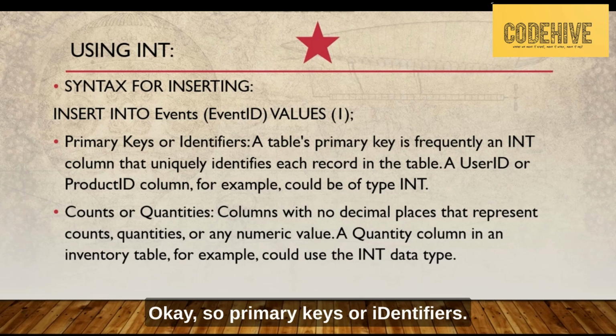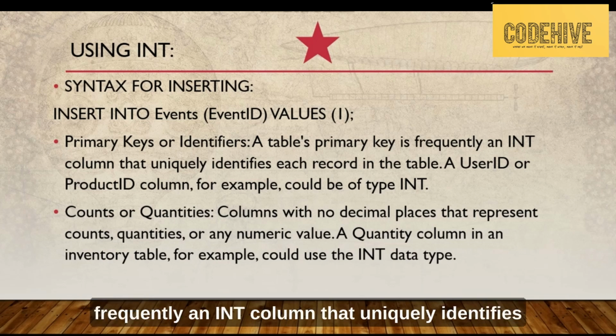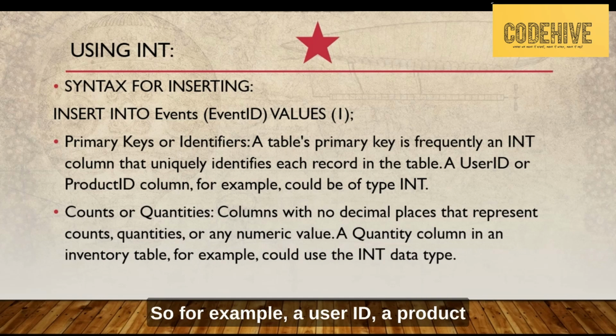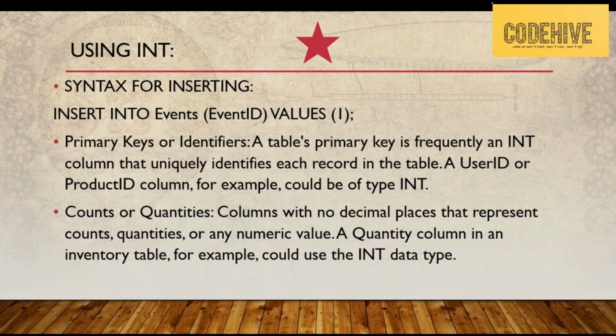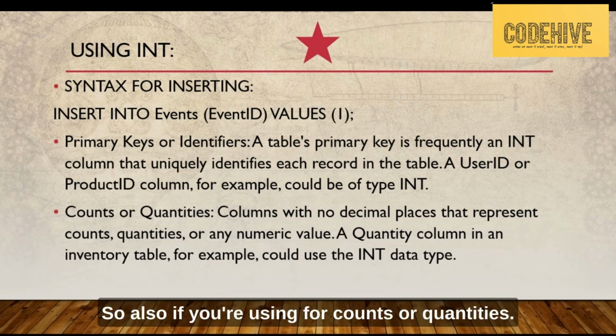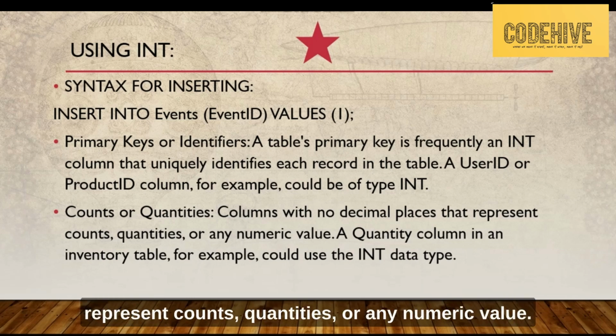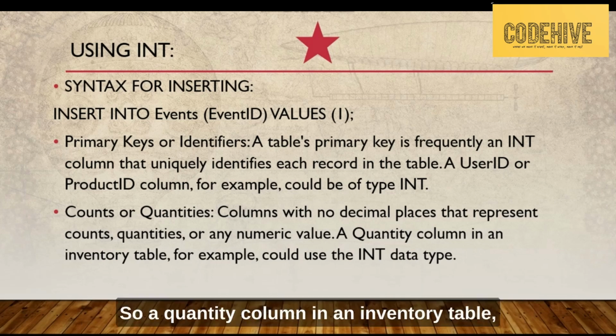Okay, so primary keys or identifiers. A table's primary key is frequently an int column that uniquely identifies each record in the table. For example, a user ID or a product ID column could be of type int. Also, you can use it for counts or quantities, so columns with no decimal places that represent counts, quantities, or any numeric value. A quantity column in an inventory table, for example, could use the int data type.